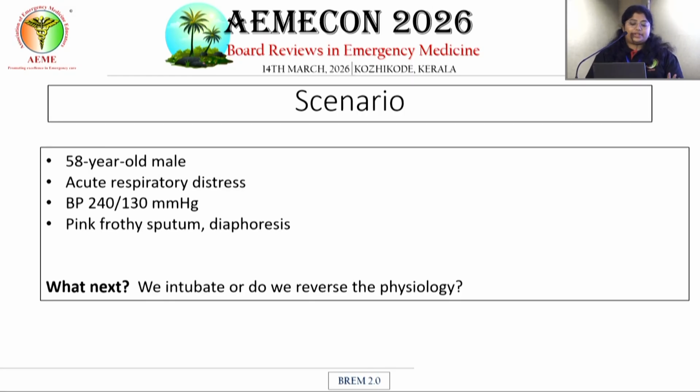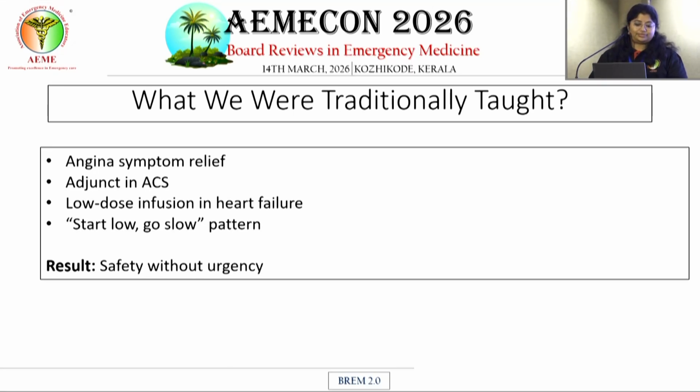So let me take you all through a scenario. A 58-year-old male, known hypertensive, presents to the emergency department with acute onset respiratory distress, and his BP is 240 upon 130 millimeters of mercury, and he has pink frothy sputum, and he is very diaphoretic. So this is how classically a patient with sympathetic crashing acute pulmonary edema, SCAPE, presents to us. So my question is, do we intubate this patient, or do we reverse the physiology? We shall see.